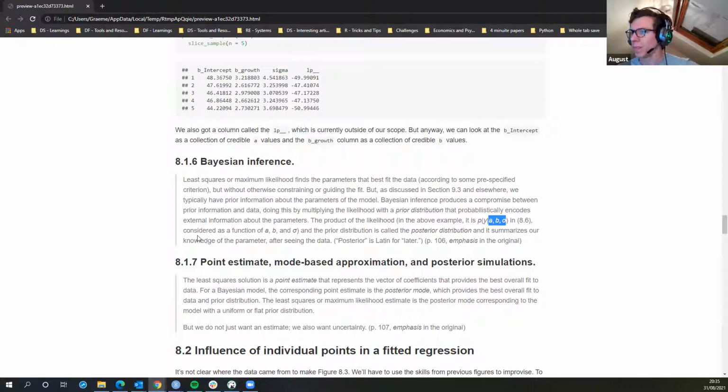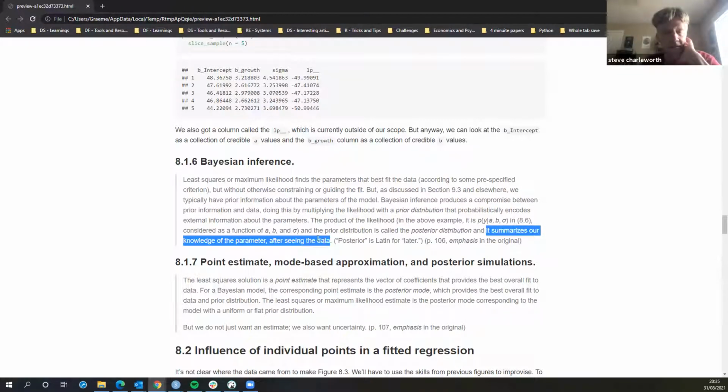Yeah. In consideration of the function, blah blah. So what's the probability of y given intercept, coefficient and the residual errors? And the prior distribution is called the prior distribution. It summarizes our knowledge of the parameter. It seems stupidly simple when they write it like that, but I don't know. The prior distribution is called the prior distribution, and it summarizes our knowledge of the parameter.